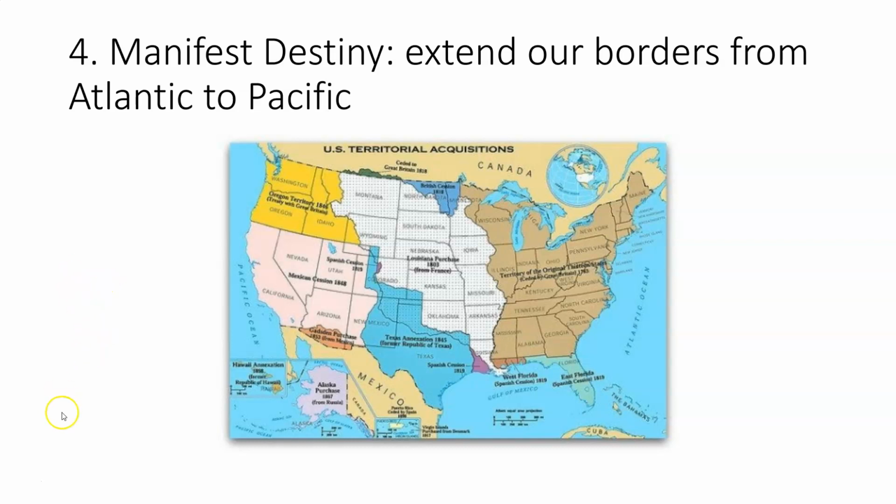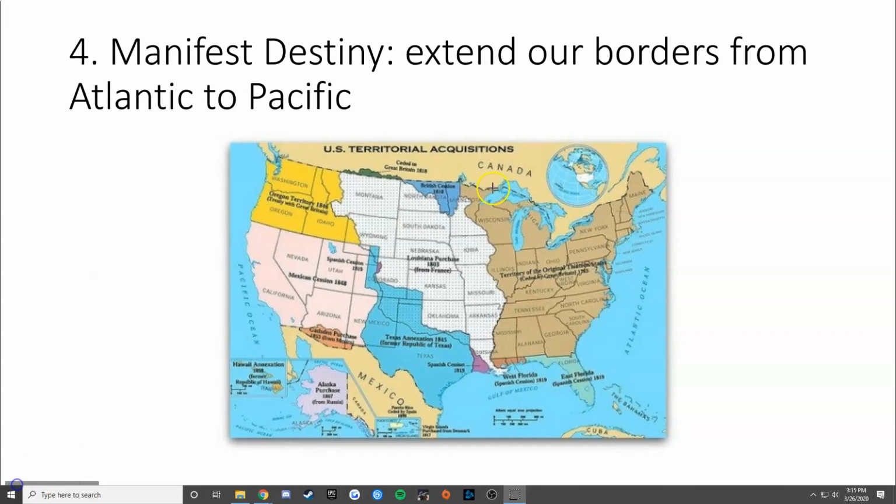So before, we discussed the Louisiana Purchase. And the Louisiana Purchase was this area right here. All right. So one way in which we accumulated territory was through purchase. But that's not the only way, right?